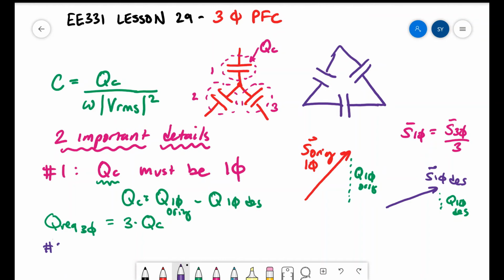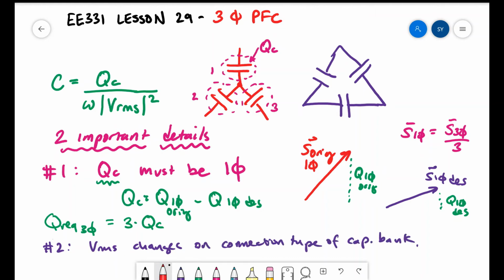The second important detail is that VRMS changes based on the connection type of the capacitor bank. If the capacitor bank is connected in Y, what we care about is the voltage across one of the capacitors. In that case, it is VAN. So for Y connections, we need to care about the magnitude of VAN.